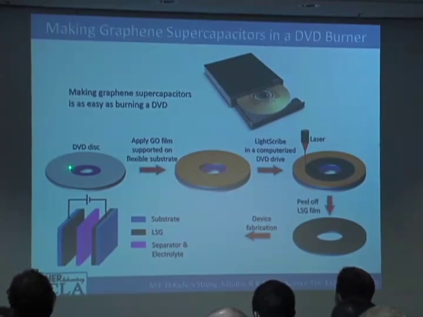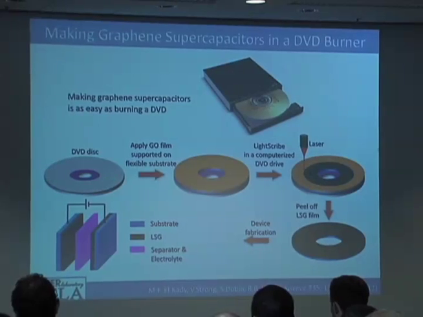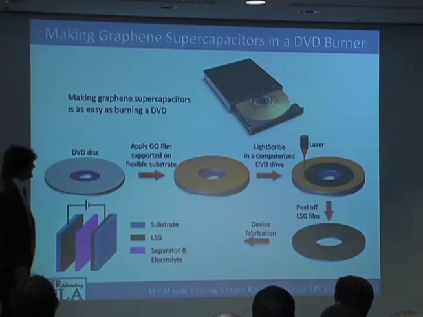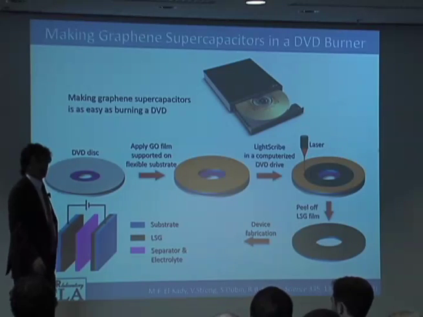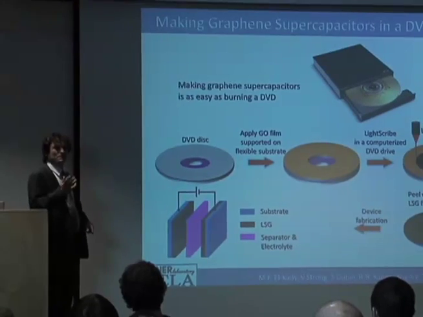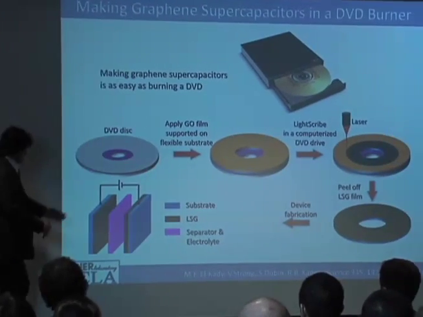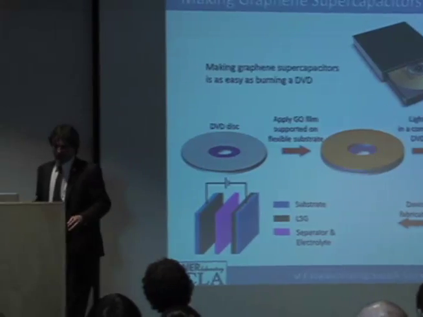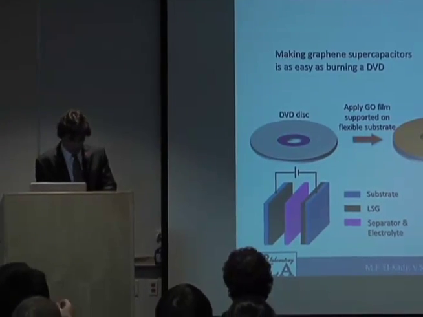We take a DVD disc, we put a piece of plastic on it, we coat it with graphite oxide, the golden brown material. In this case, we tell the laser to darken the entire material, turn it all into graphene. We then cut 2 pieces of plastic. So we have our graphene here, we put in a separator, an electrolyte, and graphene there. And I'll pass these around so you can see what they look like.